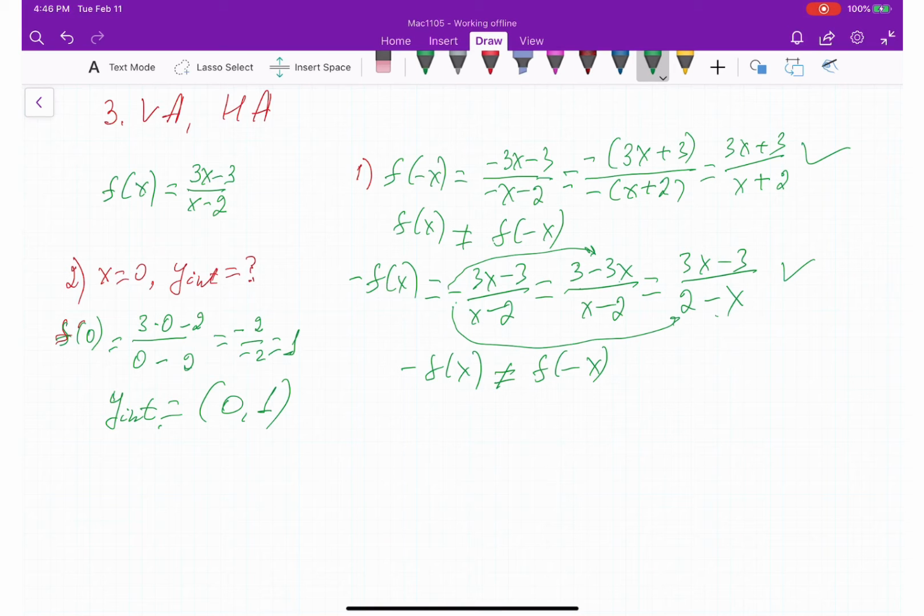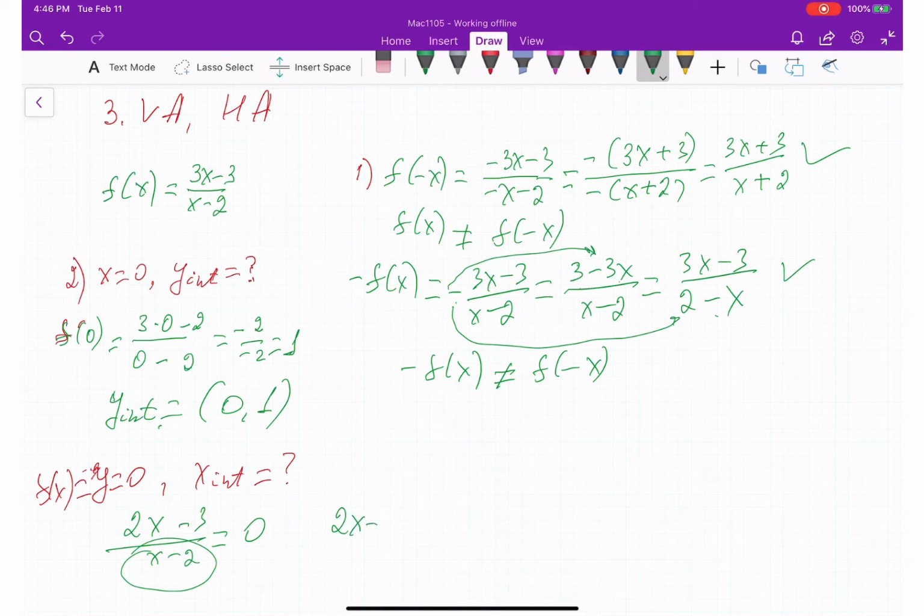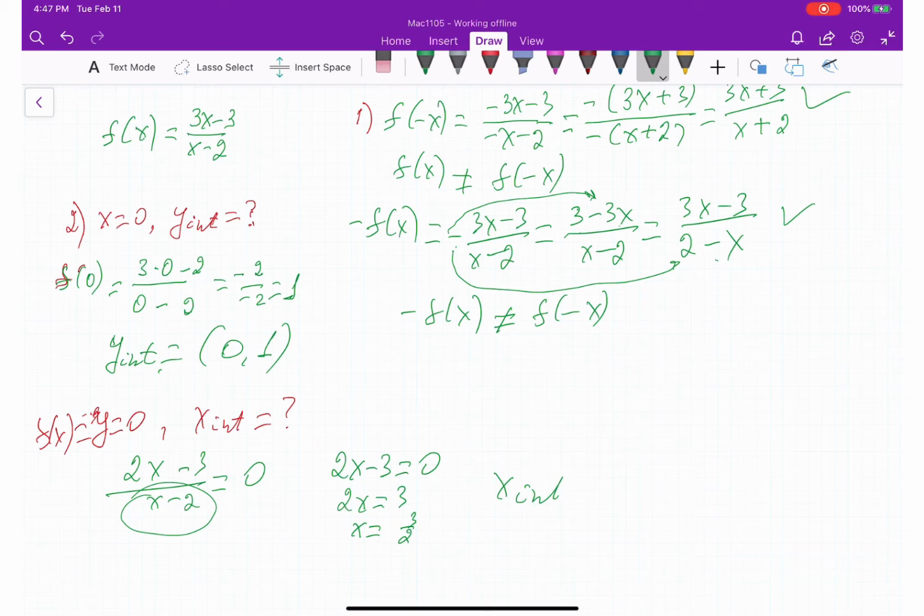Next. Y is equal to 0. X-intercept is equal to question mark. Y is equal to 0 or f of x is equal to 0. It's the same thing. Y is the same thing as f of x. So what do we get this time? (3x minus 3) over (x minus 2) is equal to 0. Now we know that the bottom cannot be equal to 0, otherwise we would get division by 0. So the only thing left to be equal to 0 is 3x minus 3. If 3x minus 3 is equal to 0, 3x is equal to 3, x is equal to 1. So the x-intercept is (1, 0).